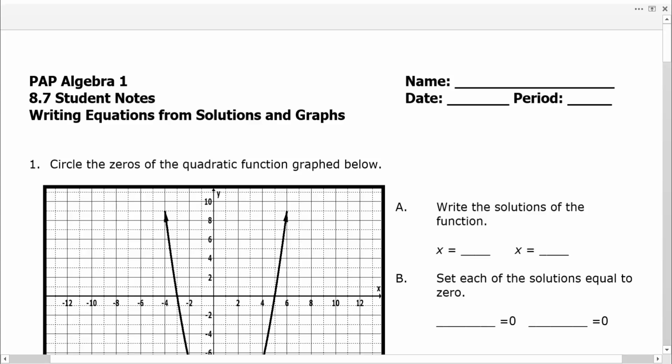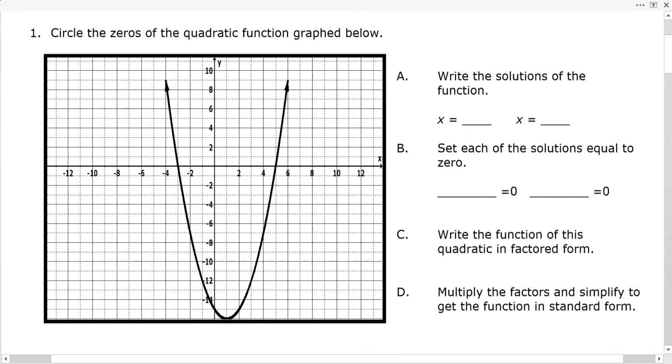All right, we are continuing on with Unit 8, and we're going to start writing the quadratic equations, starting with solutions. So instead of starting with the graph and writing the solutions, we're going to go backwards. Let's look at the graph, and the solutions of the function are going to be x equals -3 and x equals +5. We're going to set each of those equal to 0 by adding the opposite. So I'm going to have x plus 3 equals 0, x minus 5 equals 0.